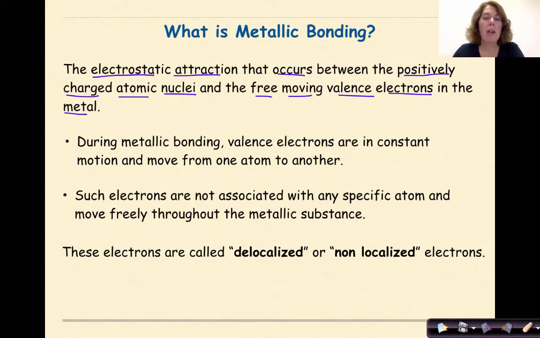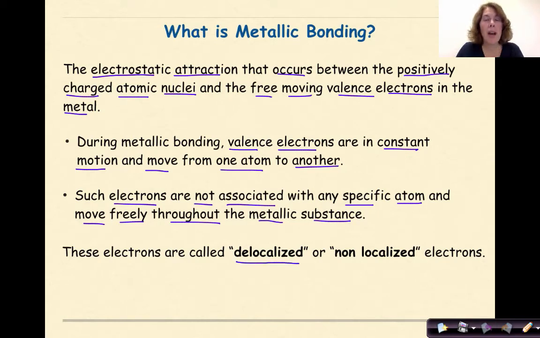During metallic bonding, valence electrons are in constant motion and move from one atom to another. Such electrons are not associated with any specific atom and move freely throughout the metallic substance. These electrons are called delocalized because they're not local to a specific nucleus, or non-localized electrons.